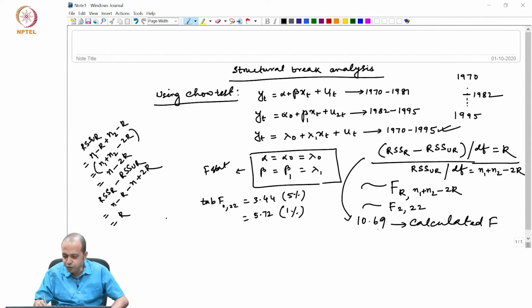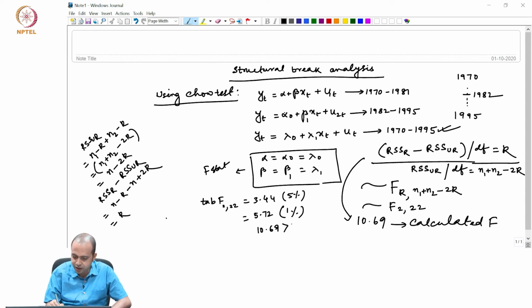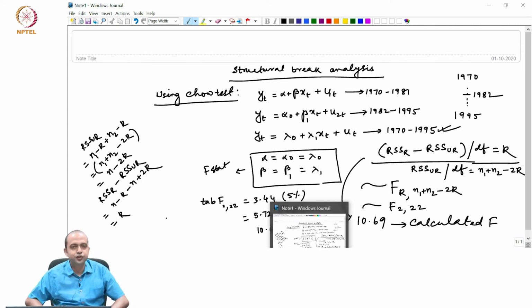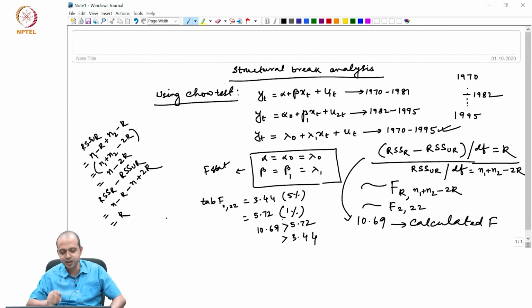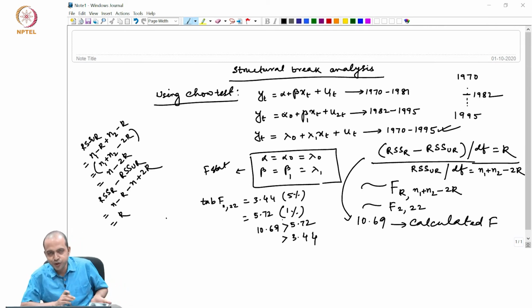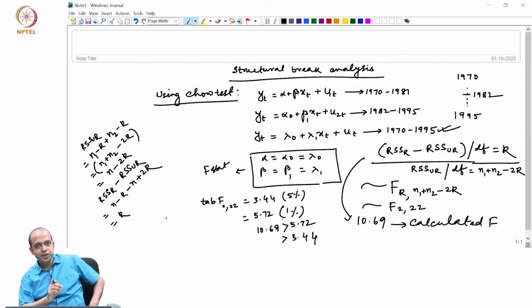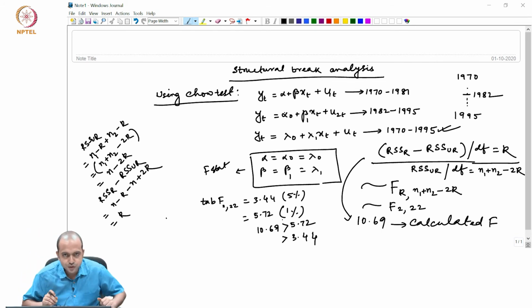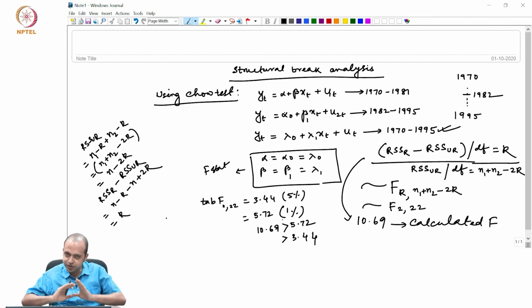So, that means 10.69 is greater than 5.72 as well as greater than 3.44. Okay. So, your calculated value is actually greater than the tabulated value, and if the calculated value is greater than the tabulated value, we have to reject our null hypothesis. And what is our null hypothesis? That there is no structural break, that is rejected.